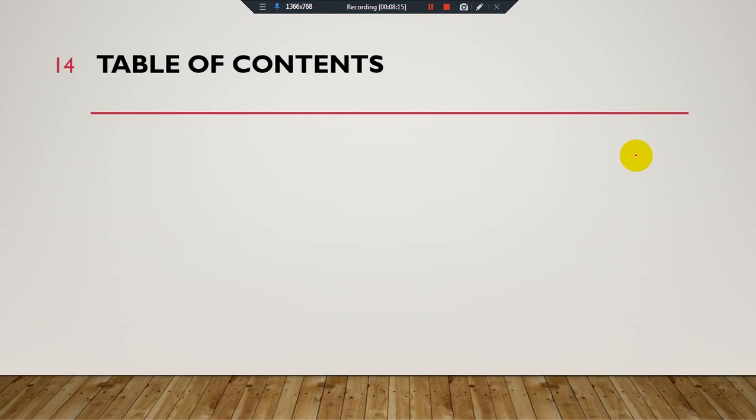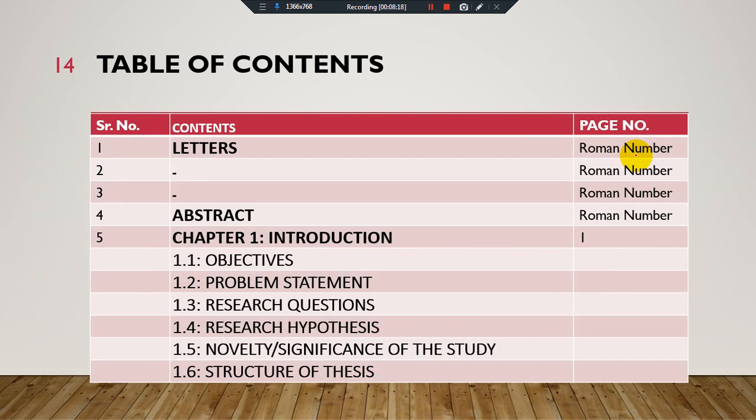And then the table of contents. In the table of contents you have different letters which we have already mentioned here, and till the abstract you have the page number in Roman numerals. So keep it in mind, till the abstract you have page numbers in Roman numerals, but after chapter 1, when you are starting the introduction, the page numbers will start at 1, 2, 3, and so on.